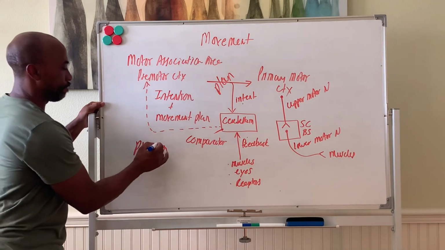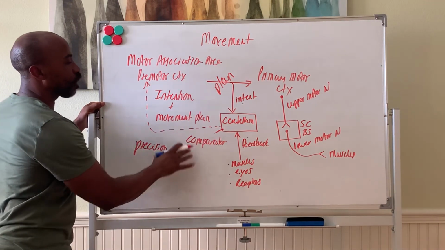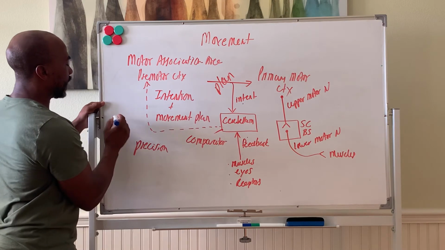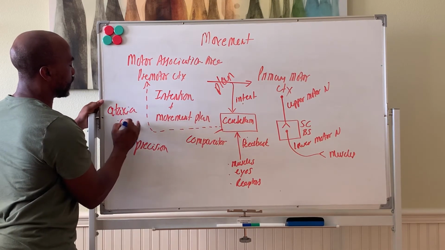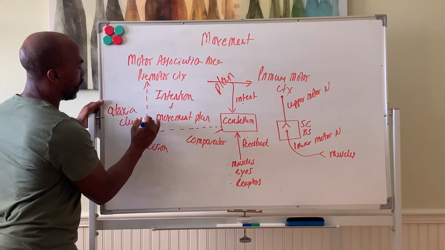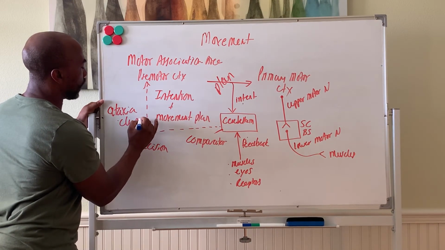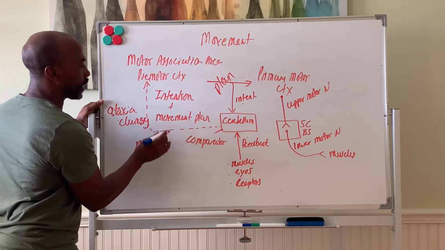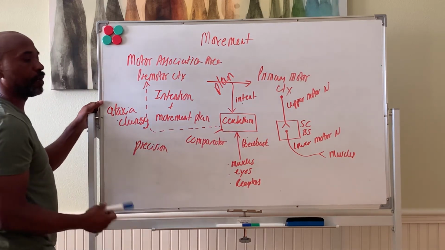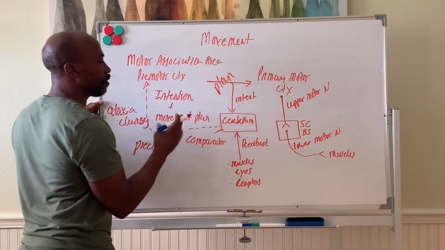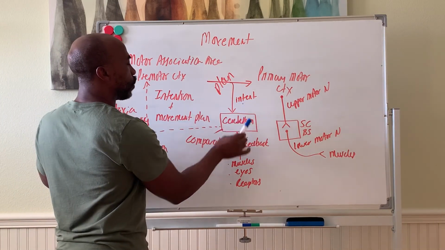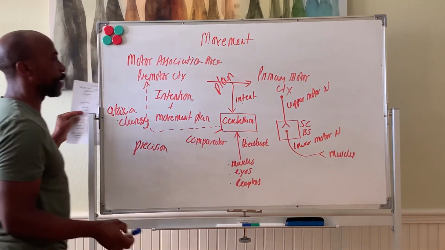Okay. All right. When this goes offline, you have what's called ataxia, clumsy movement. It's also the area that gets affected by alcohol. When you're drunk, it goes offline and you become clumsy in your movements because you can't adjust on the fly what you want to do with what you're actually doing. Okay. All right.